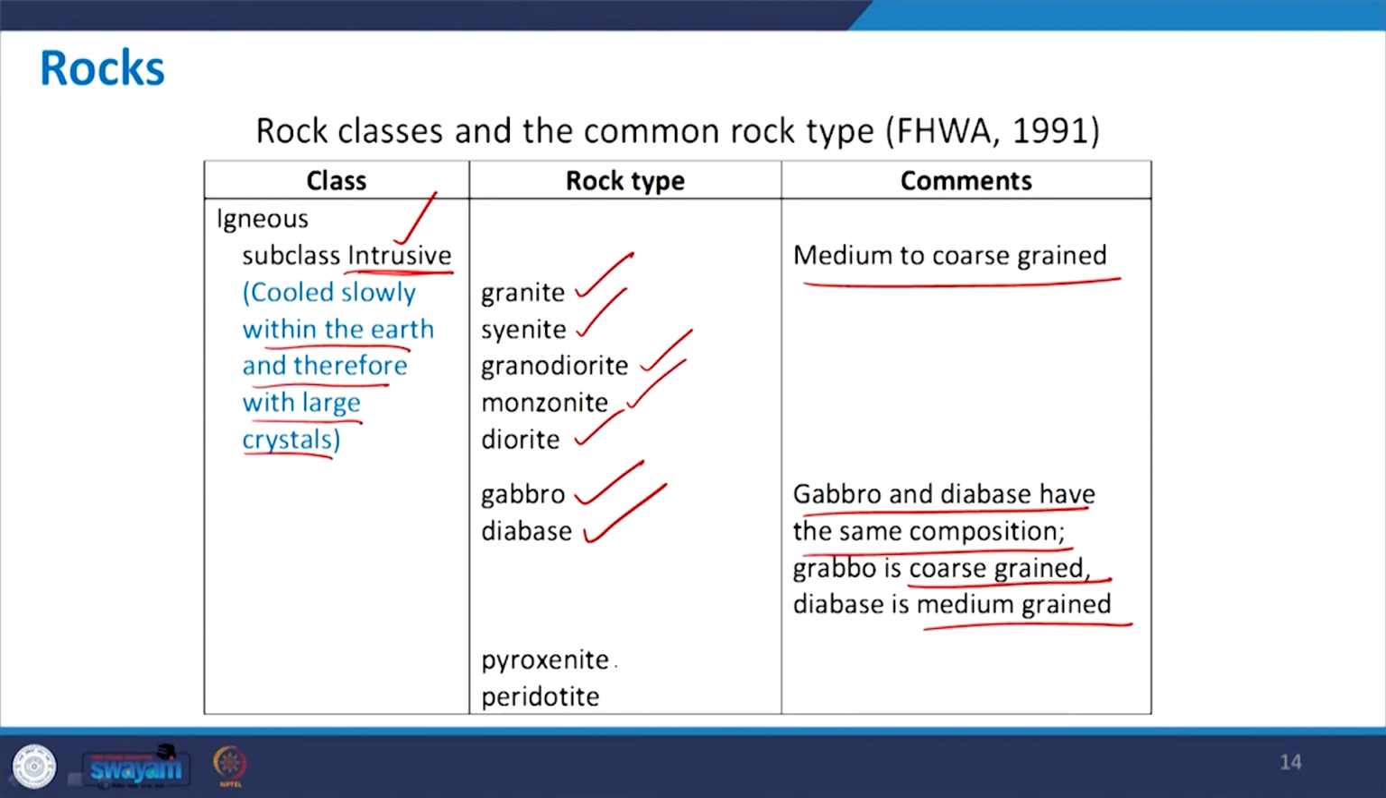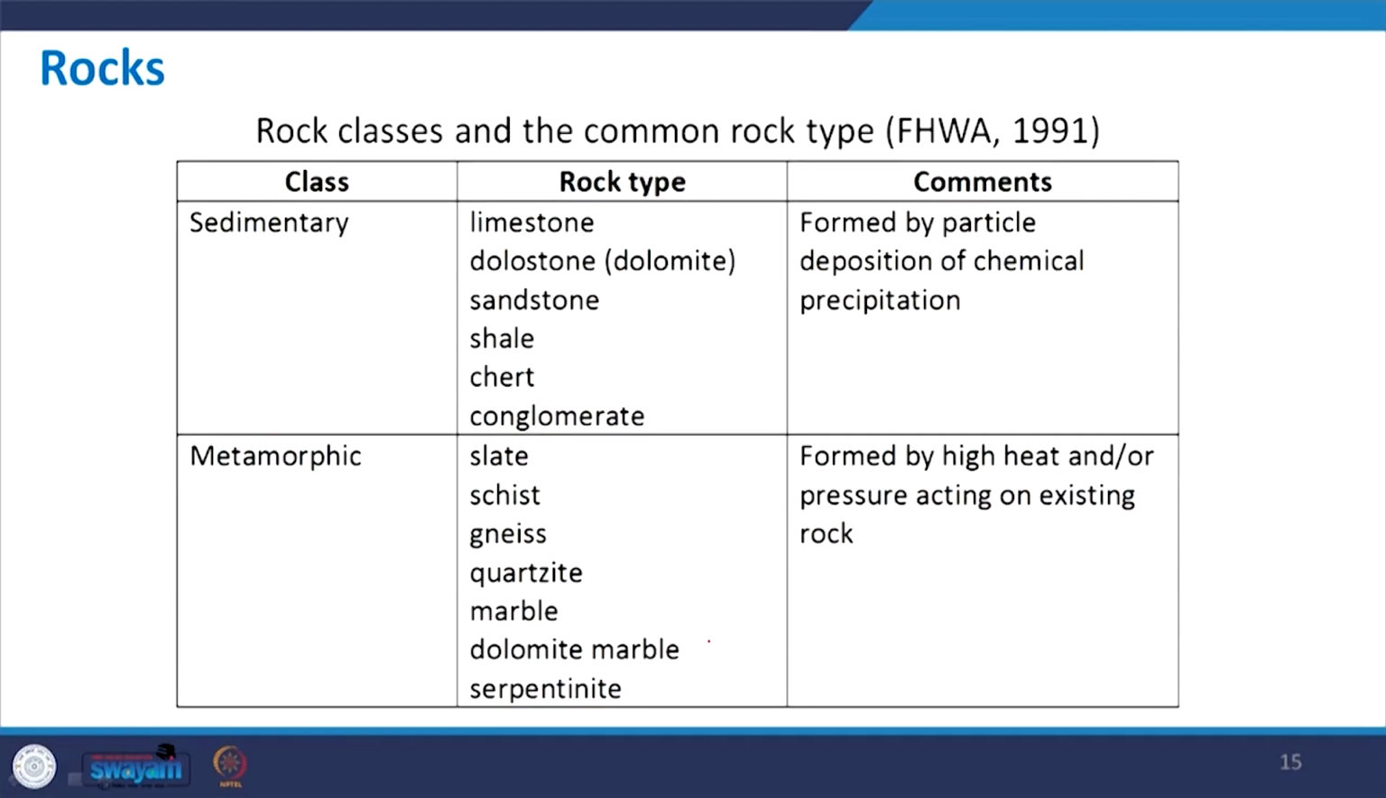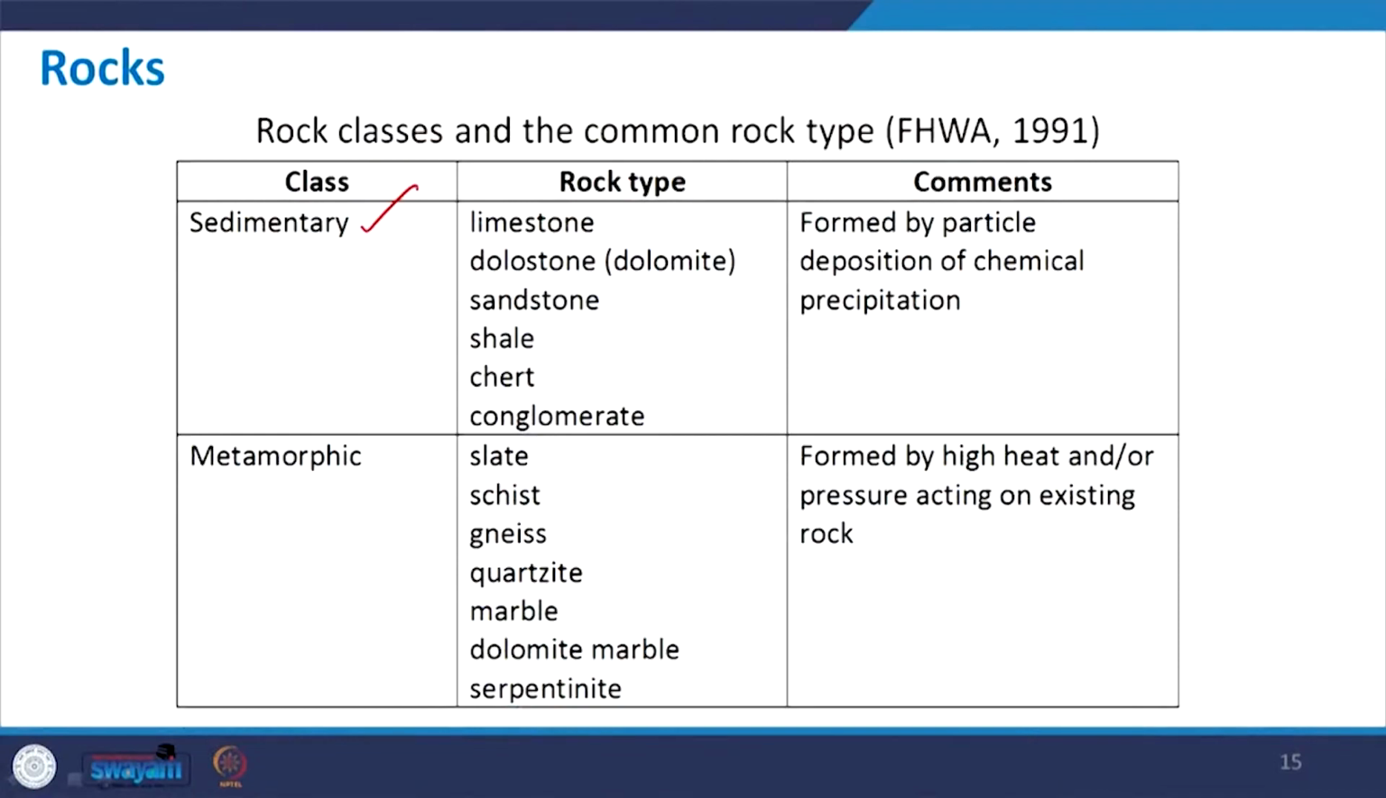Then the next other types of rocks are pyroxenite, peridotite. Let us go to the next category, that is the sedimentary class, and these are formed by the particle deposition or the chemical precipitation. These include limestone, dolomite, sandstone, shale, chert and conglomerate.